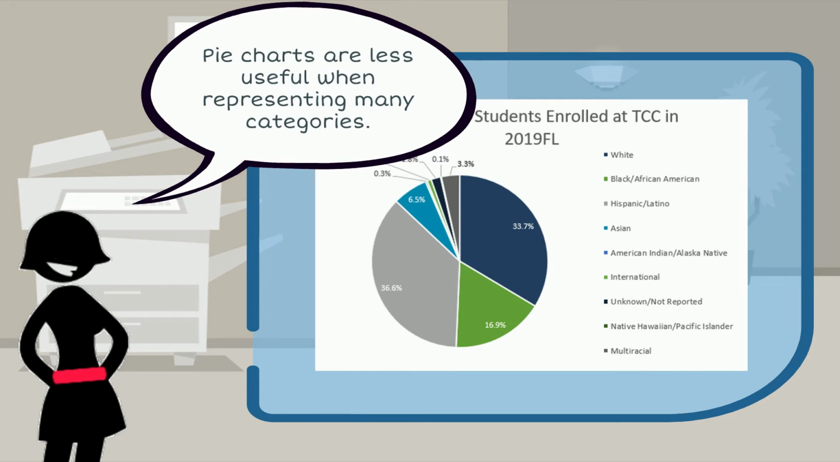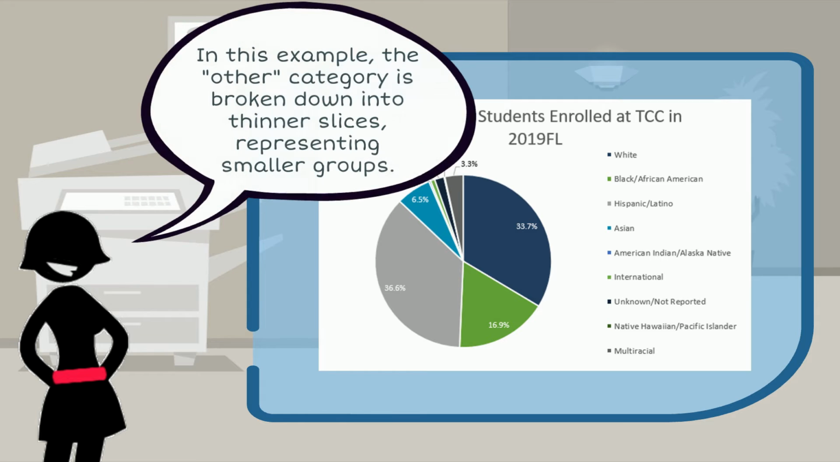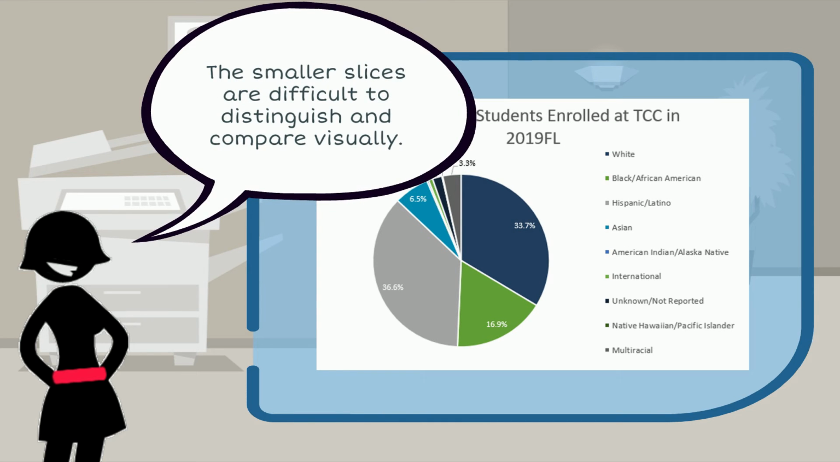Pie charts are less useful when representing many categories. In this example, the other category is broken down into thinner slices representing smaller groups. The smaller slices are difficult to distinguish and compare visually.